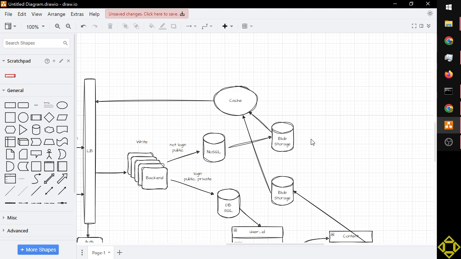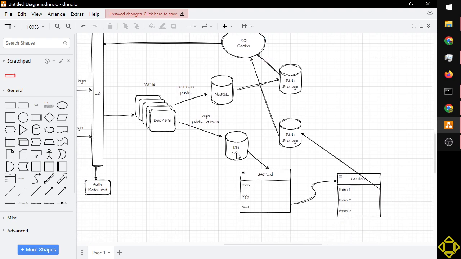And if possible, if the content is usually fetched by users, it will move to the read-only cache for better performance. And also, if a user is logged in, they can set the plain text as public or private, and then it will be stored in a related DB such as SQL.